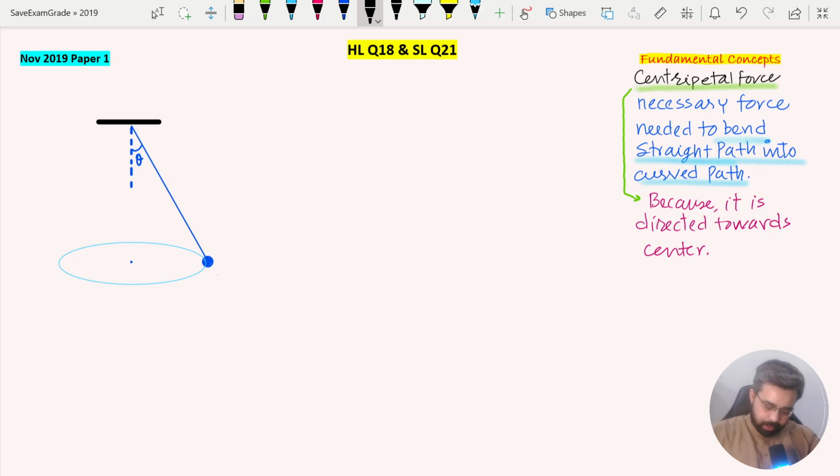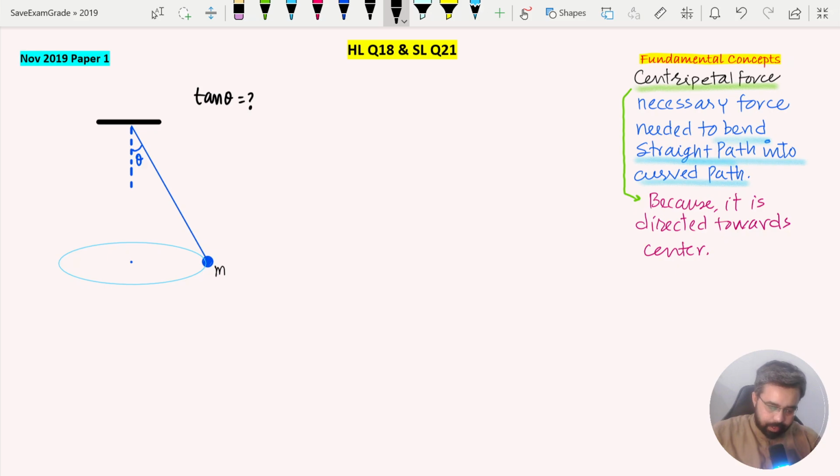This is an object of mass m which is attached with a light string. It is rotating in a horizontal circle. And in this question, you have to find out the tan theta. And this mass is executing this rotational motion with an angular speed omega.